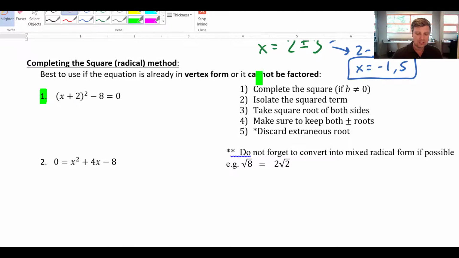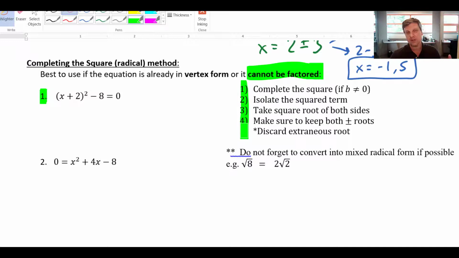But the other time is if it cannot be easily factored. Often we have roots that aren't nice whole round numbers. Most of the time, that's how functions work out. And so if you get that case, you don't have to factor it. You can go ahead and complete the square and solve. The steps are kind of here as follows.